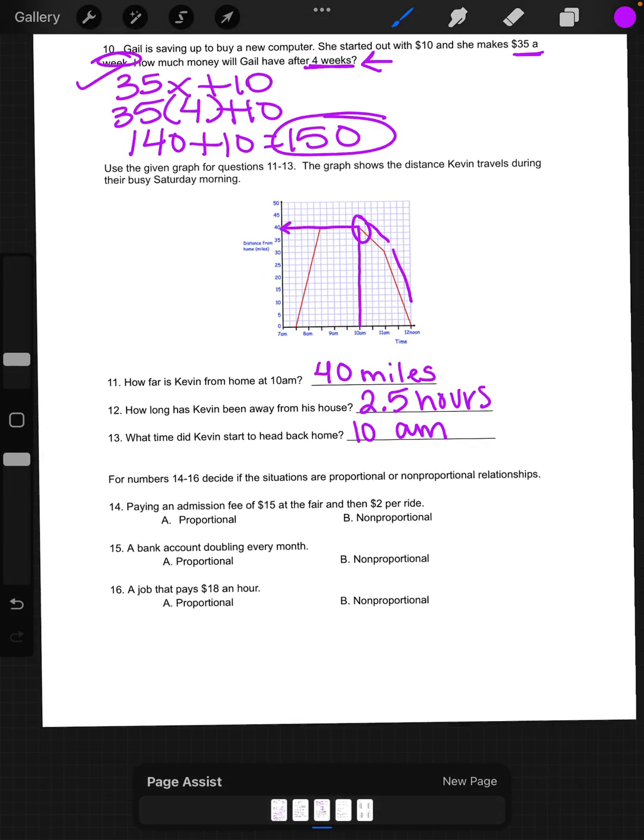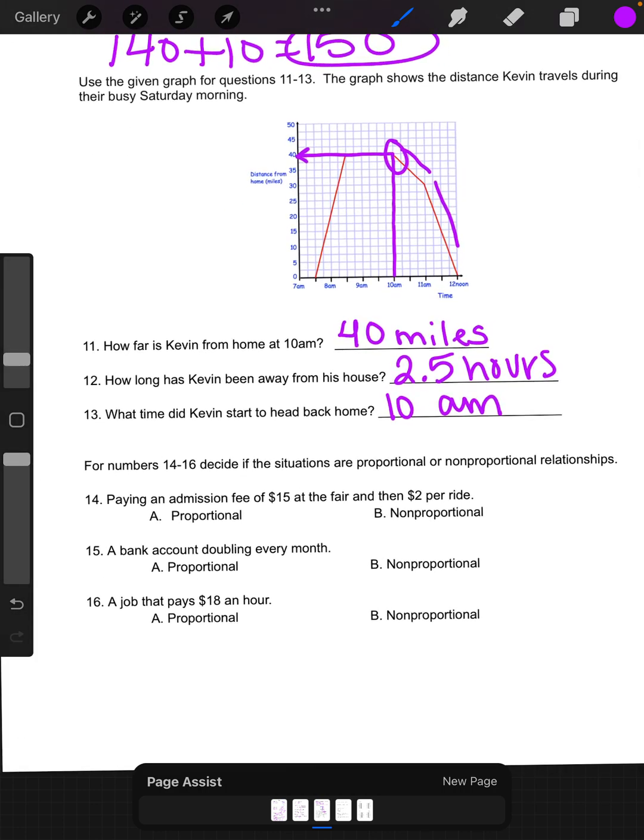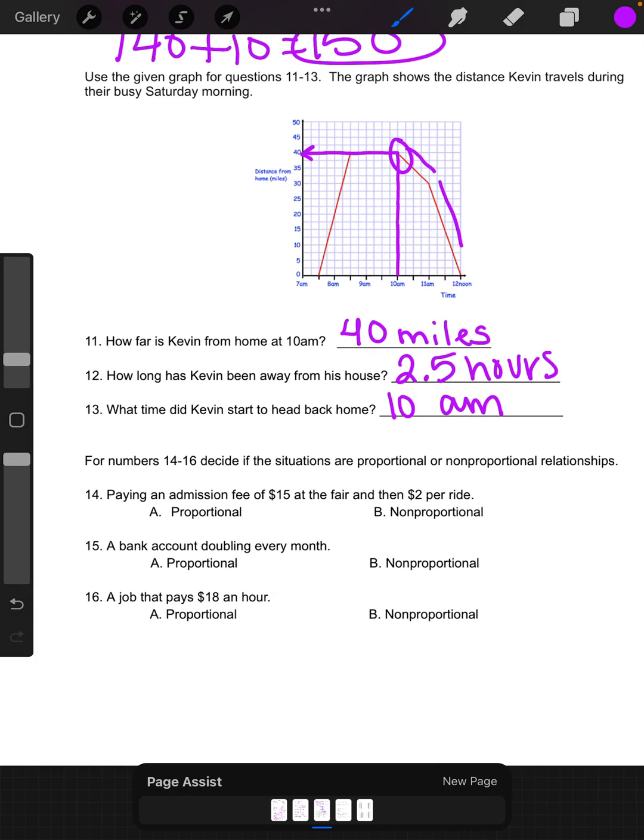And that's it for 11 through 13. Those are pretty simple. Distance time graphs are always pretty simple. 8th graders usually kind of latch onto them and don't really have problems with them. All right, so let's look at 14 through 16.